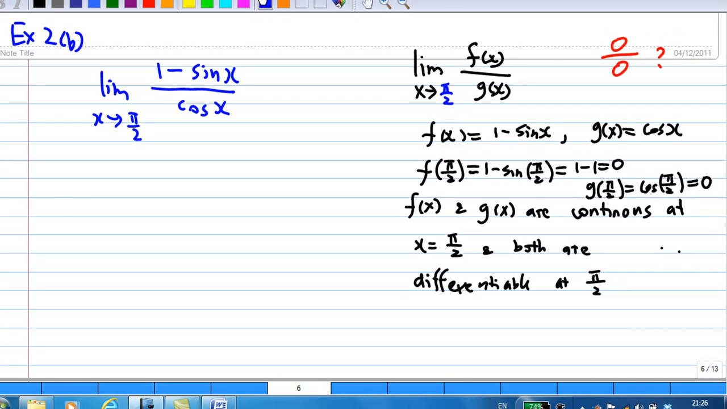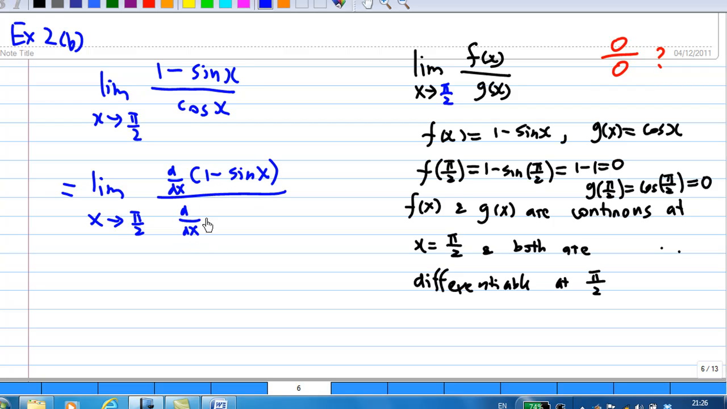So according to L'Hopital's rule, this is equal to the limit as x goes to pi over 2 of the derivative of 1 minus sine x over the derivative of cosine x. And we know the derivative of sine x is cosine x, the derivative of cosine x is negative sine x, and the derivative of 1 you get 0.